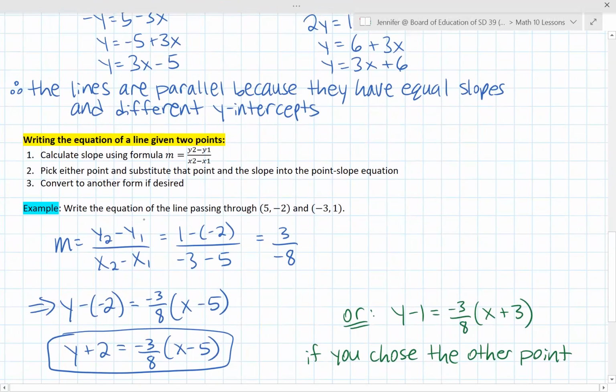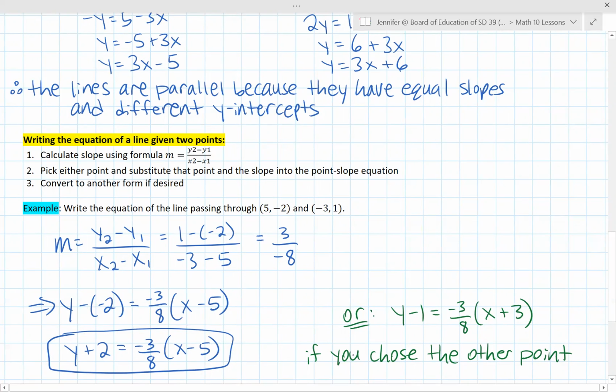So for this example, write the equation of the line passing through these 2 points. We just use our slope formula that we've done a bunch of times before and calculate our slope of -3/8. And then I'll just pick the first point. So I'll plug in my y value of -2, my slope goes here, my x value goes here. My final answer, I just get rid of these double negatives, so I've got y plus 2. So that's one way to represent this line.